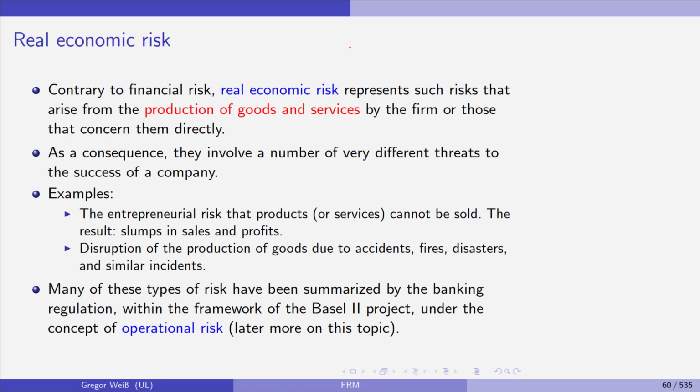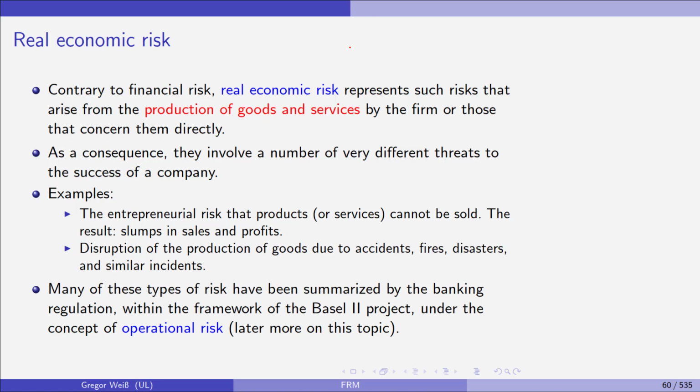Now, in contrast to financial risk, real economic risk represents such risk that arises from the production of goods and services by the firm or those that concern them directly. As a consequence, they involve a number of very different threats to the success. For example, the entrepreneurial risk that you cannot sell your goods or products or services. The result is a decrease in sales. Also, in the end, of course, a decrease in profits, but first of all, you have a decrease in the number of products sold. So this is slightly different from a financial risk where you have an investment.